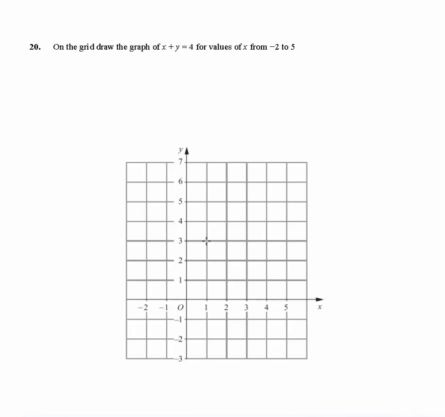Okay, what other points are there where the x number and the y number add to make 4? Plot them, and then you should find they're in a straight line. You join it up and make sure you extend your line from 5 to -2. Okay, so you might have some points here. Extend the line backwards so that it goes up to here.